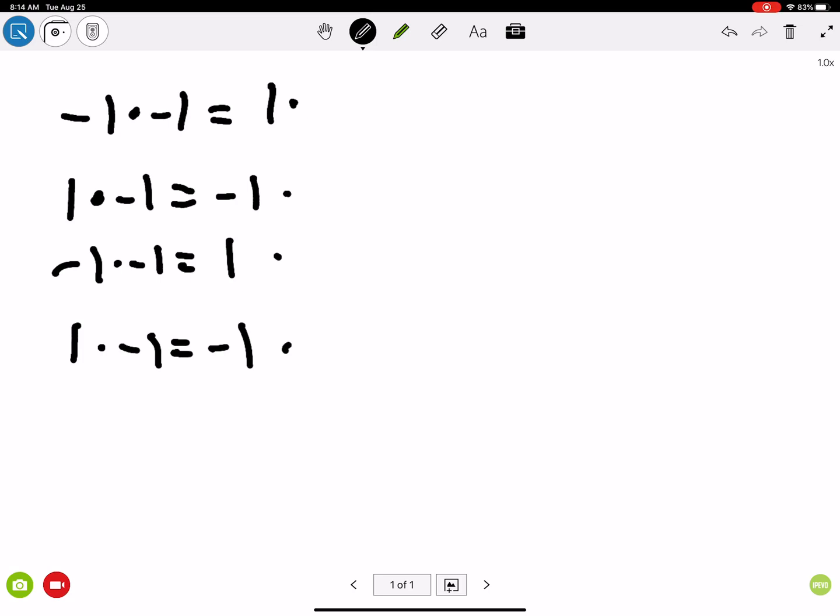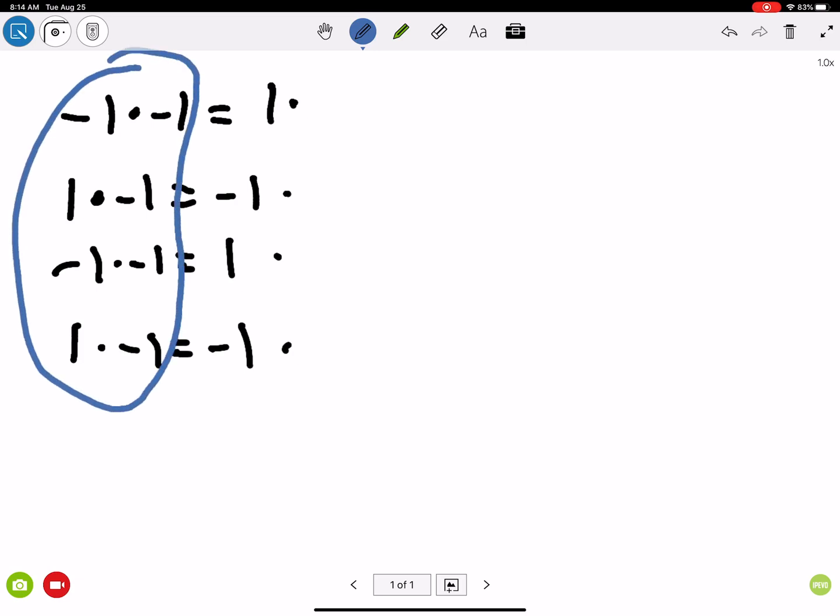Well, knowing that, what happens if I combine all this? What do I mean by that? What if, instead of doing -1 times -1 times -1 in two separate problems, I literally just put down -1 times -1 times -1? What's my outcome here? Thoughts?